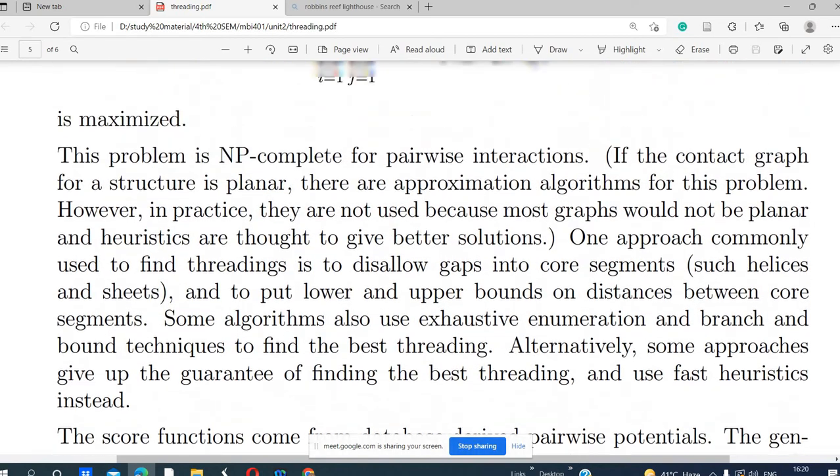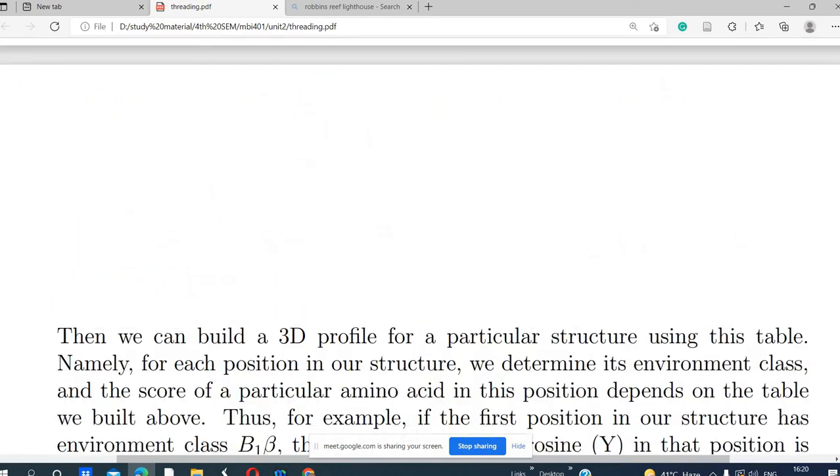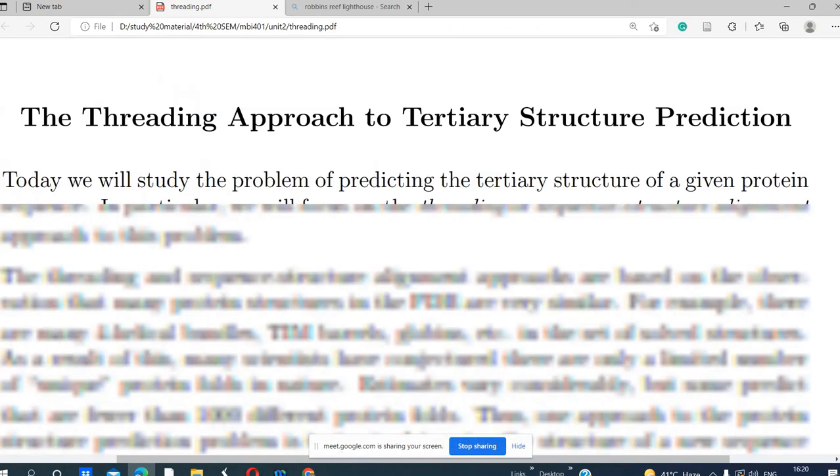Okay, so today we have discussed three approaches of the threading method. The first one is... these are the notes given by the lecturer Larry Brown. The notes were provided by Mona Singh.